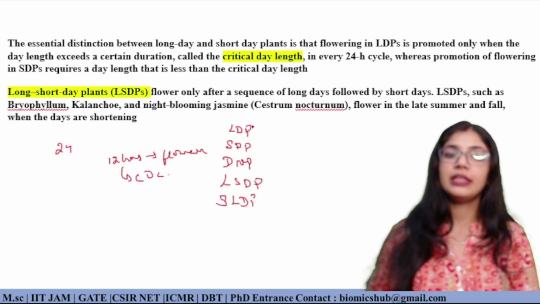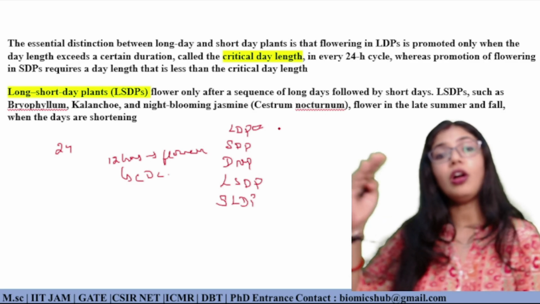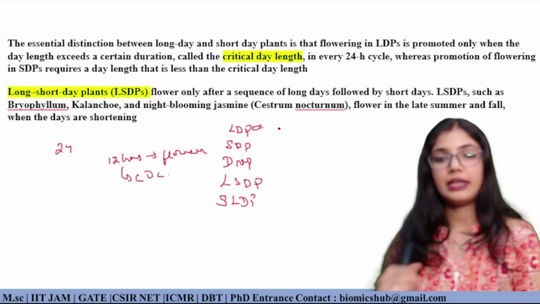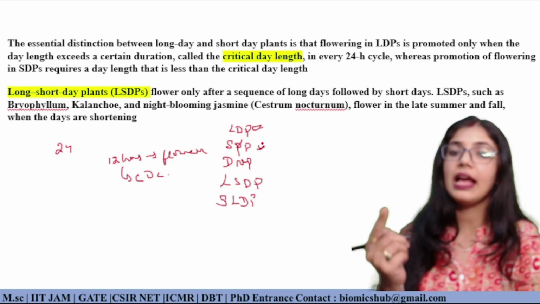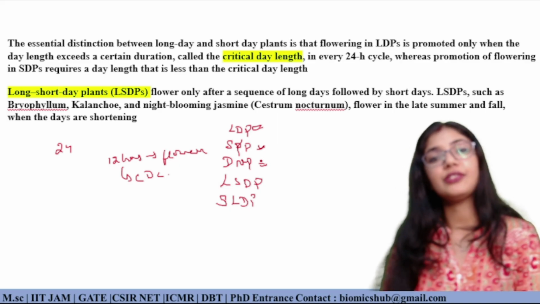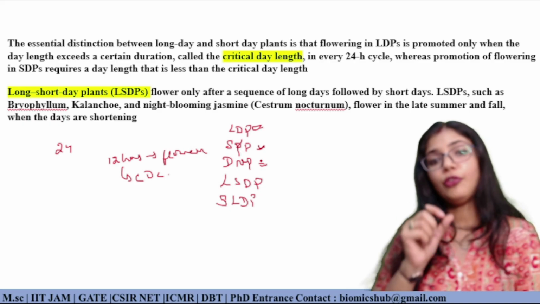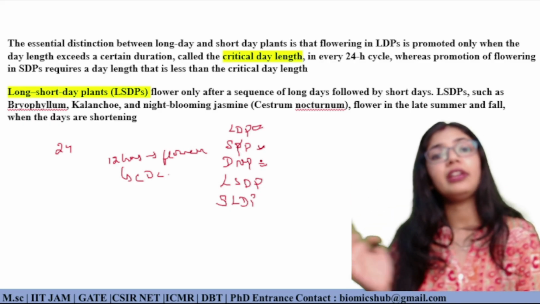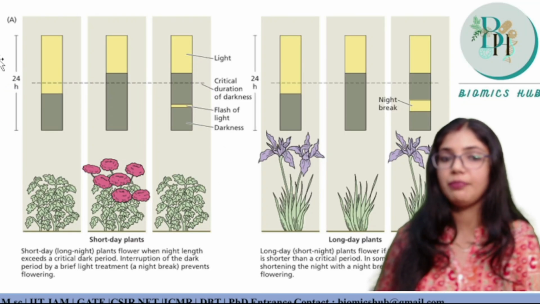So what happens in the long day plant? It requires long day as compared to night, and in case of short day plant it requires long night as compared to the day length. And what do you mean by day neutral plant? It does not have any photoperiodism cycle. It can flower in any condition. So we will understand clearly with the help of this diagram.